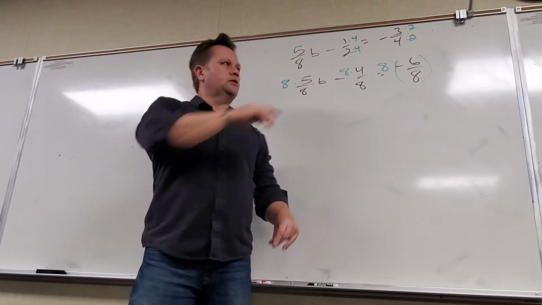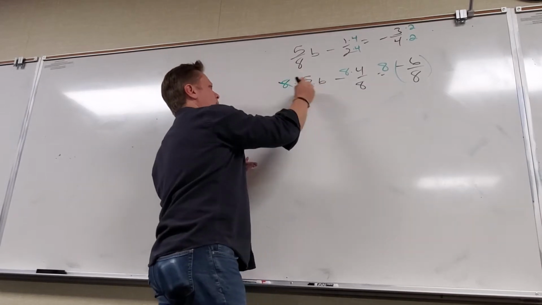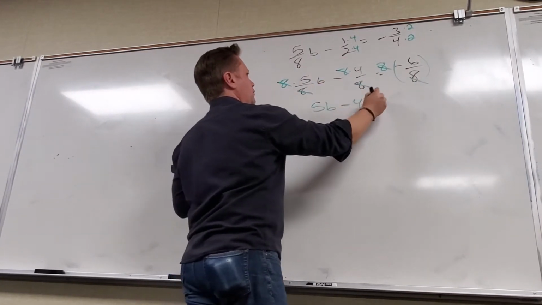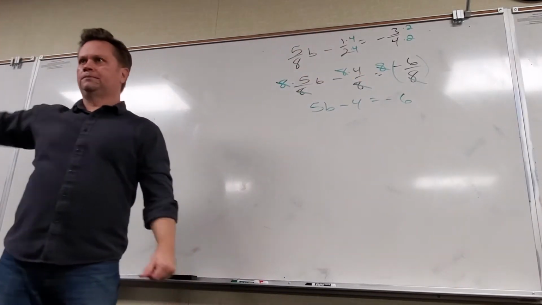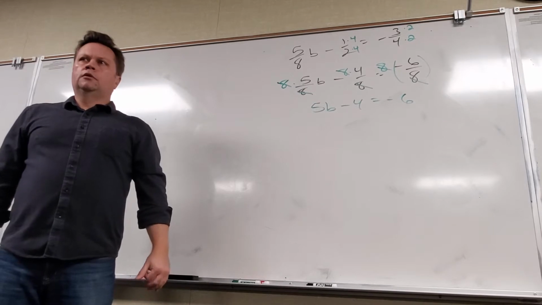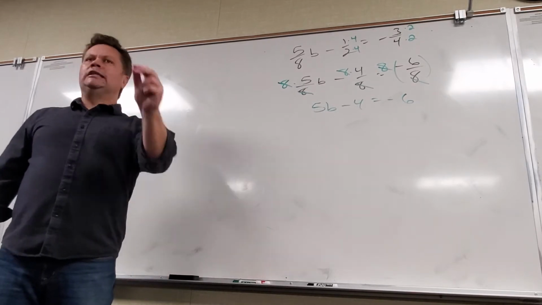So then I get 5b minus 4 equals -6. Now that looks beautiful. Couple steps, you're done, right? So that's always an option in an equation.